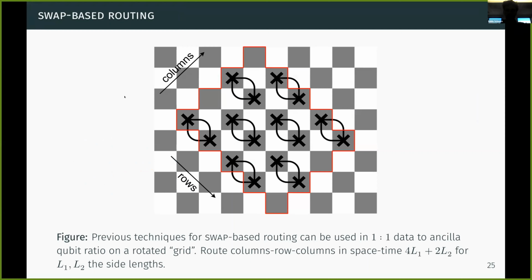And as a quick summary of swap-based routing, we're able to perform arbitrary permutations on grids with swaps with a 1-to-1 data to ancilla qubit ratio on this rotated grid, where we first route along the rows, then along the columns, and then along the rows again, in a space-time cost that scales as 4 times L1, which is the row length, plus 2 times L2, which is the column length. So this scales as order square root n on the grid.